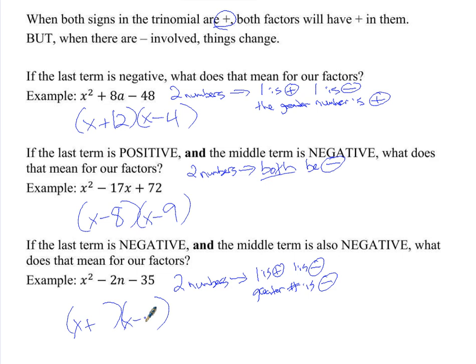So 5 and 7 works, but which one's which? Positive 5 and negative 7. Check them to make sure. This is negative 35 when I multiply them. This is negative 2 when I add them. So that's the correct answer.